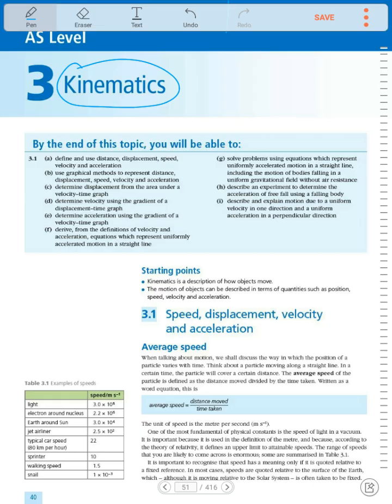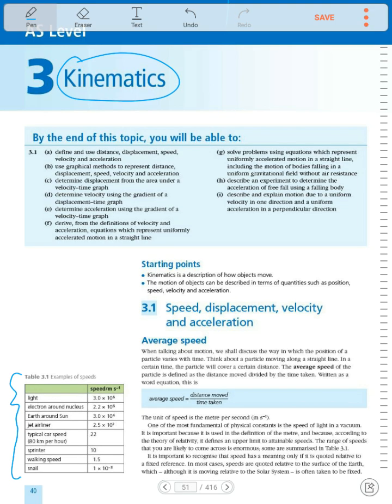First of all, you have to remember the speed of something like light. You have to remember that the speed of light in air or vacuum is 3 times 10 to the power 8 meters per second. And the speed of a sprinter is about 10 meters per second. If anyone tries to walk, then his speed is about 1.5 meters per second. So you have to remember these values.